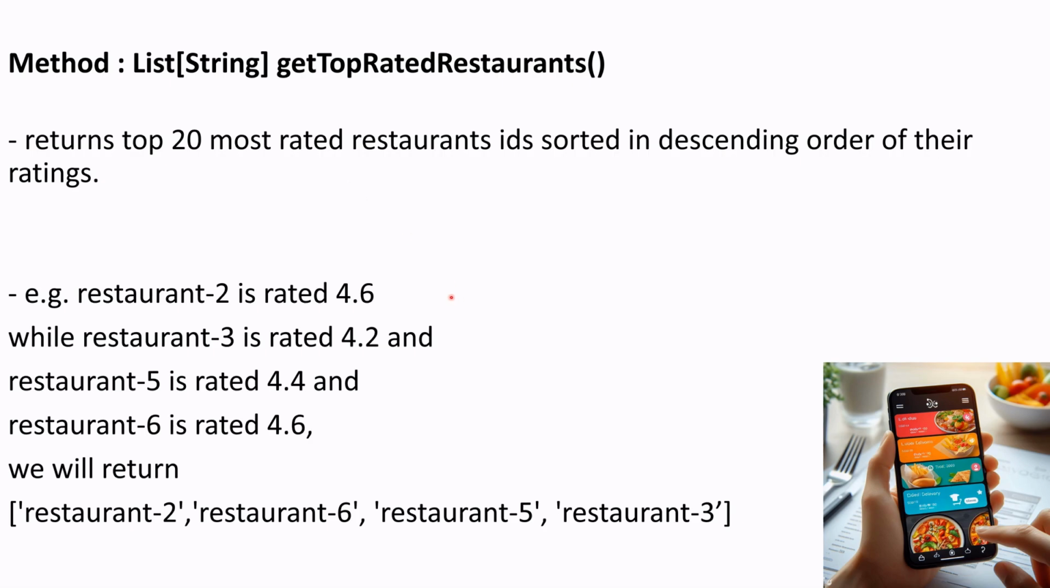For example, restaurant 2 has an average rating of 4.6, restaurant 3 is rated 4.2, restaurant 5 is rated 4.4, and restaurant 6 is rated 4.6. Then the final answer will be restaurant 2, restaurant 6, restaurant 5 and restaurant 3. Even though restaurant 2 and restaurant 6 had the same average rating of 4.6, since the string restaurant 2 lexicographically comes before the string restaurant 6, in the answer also restaurant 2 appears before restaurant 6.